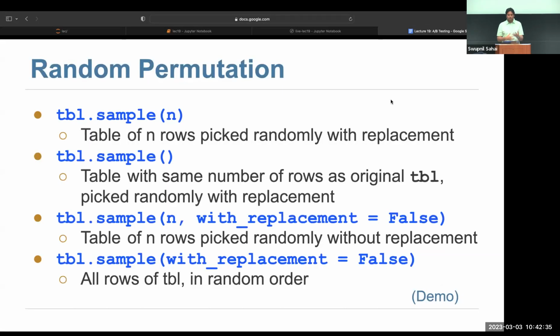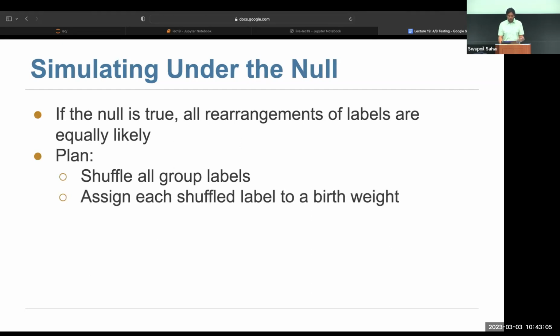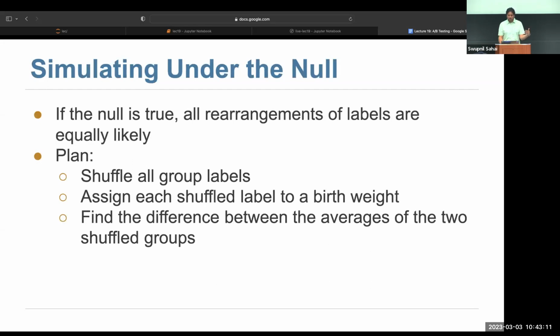So now we have a way to randomly shuffle our table, and we've at least sort of agreed that it seems reasonable to just shuffle around the labels as a way to simulate from the null. To put it all together, if the null is true, then all rearrangements of the labels are equally likely. It doesn't really matter what the labels are. We should be able to just shuffle them around. That seems like a reasonable way that we might generate data if we actually were to go out and sample more. So the idea is, let's shuffle all the group labels, which is the smoking category, assign that shuffled category to a birth weight, and then find the difference of the averages between the two groups. And then just repeat that process again and again.